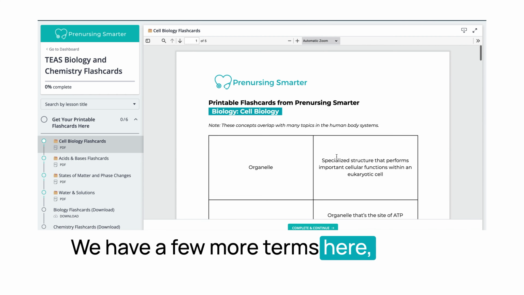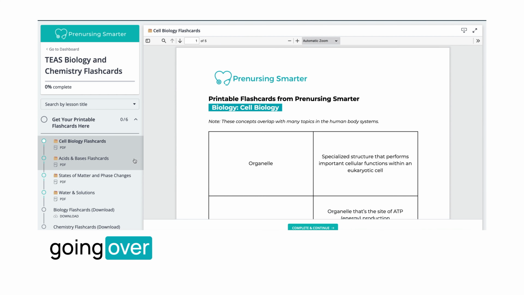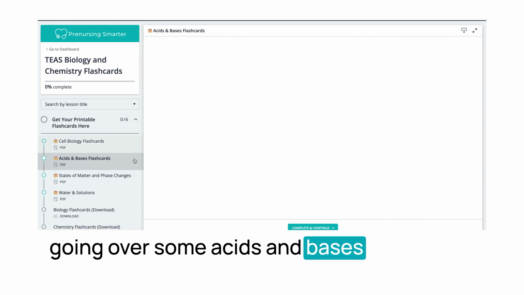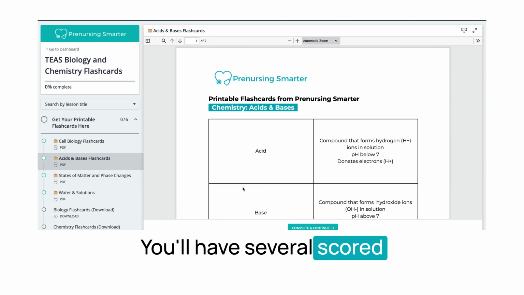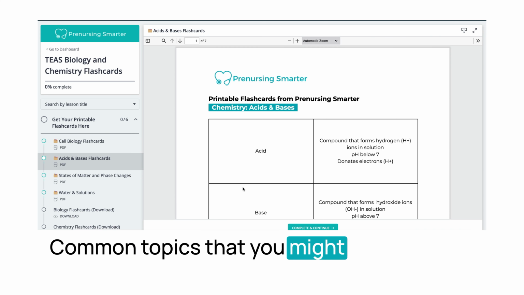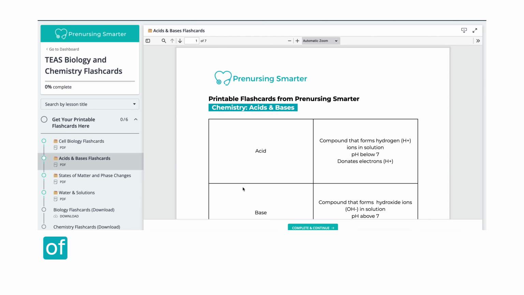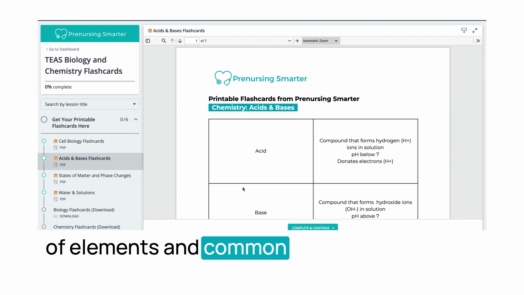So we have a few more terms here, but let's make this a chemistry video as well and start going over some acids and bases flashcards. You'll have several scored chemistry questions on the TEAS. Common topics that you might see would be acids and bases, states of matter and phase changes, water in solution, periodic table of elements, and common chemical reactions.